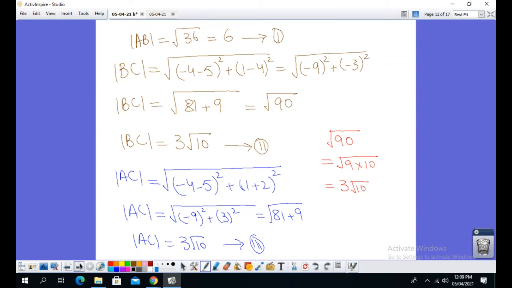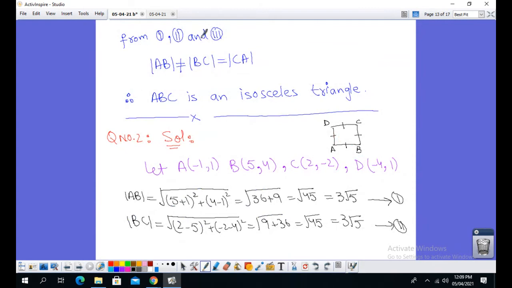Our question is whether it's an isosceles triangle or an equilateral triangle. As you see here, we have only two sides which are equal to each other. That's why we call it an isosceles triangle. If all the sides are equal, then we call these the sides of an equilateral triangle, but in this case we have only two sides equal. That's why this is an isosceles triangle.